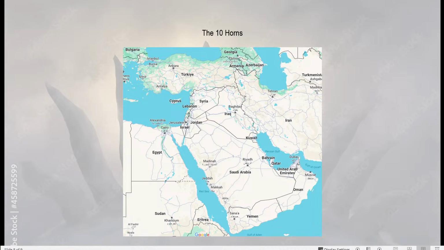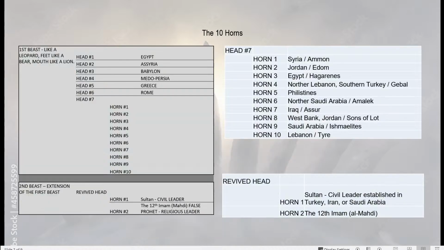Now then you have the 2 horns. So you have the Sultan, who's the civil leader. A common idea, given some of the motivations of especially radical Islam, is that this leader will come out of either Turkey or Iran or Saudi Arabia. Turkey and Iran and Saudi Arabia are kind of the more popular ideas because both are established economically. Iran, obviously, has been having a lot of issues, both economically and socially, a lot of conflict. And there's a lot more unity within these 2 countries.